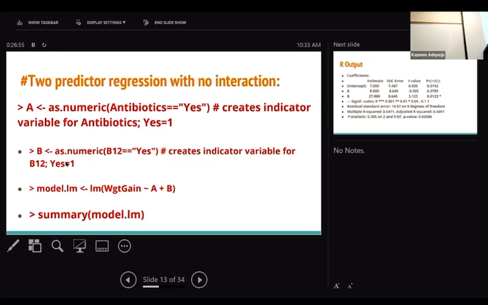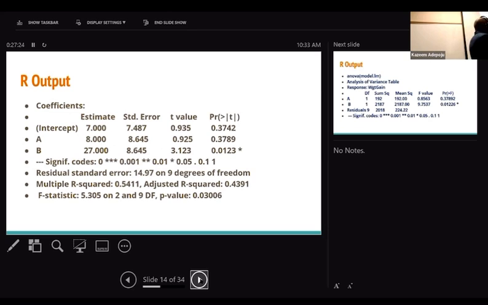What am I doing here? AOV, now change to LM. We are no longer using AOV. We're no longer using analysis of variance. What are we using now? Linear regression. This is a multiple linear regression with two predictors. Let's see the result. Summary. What is the result? Oh my God, look at that. B, what is B? B is significant.